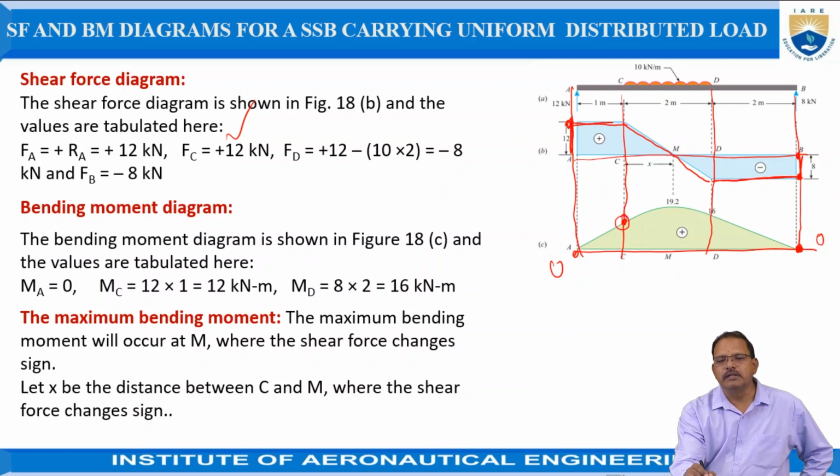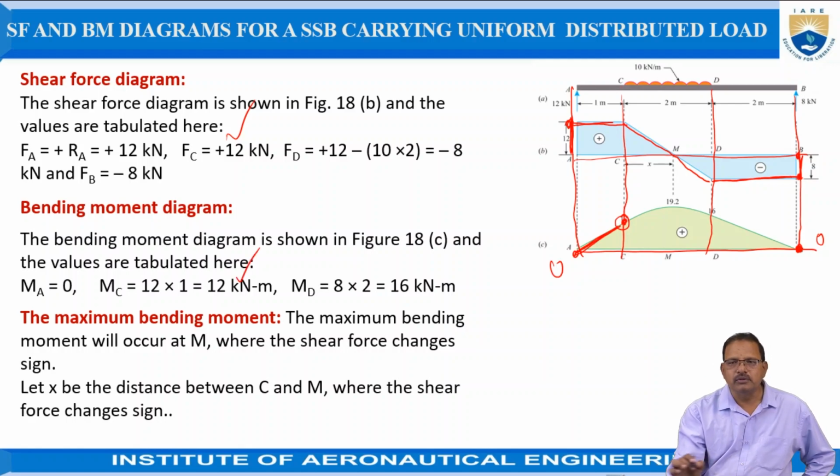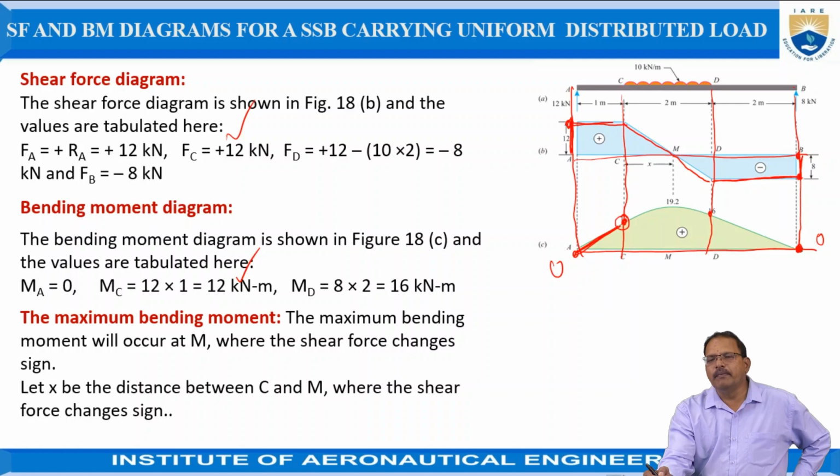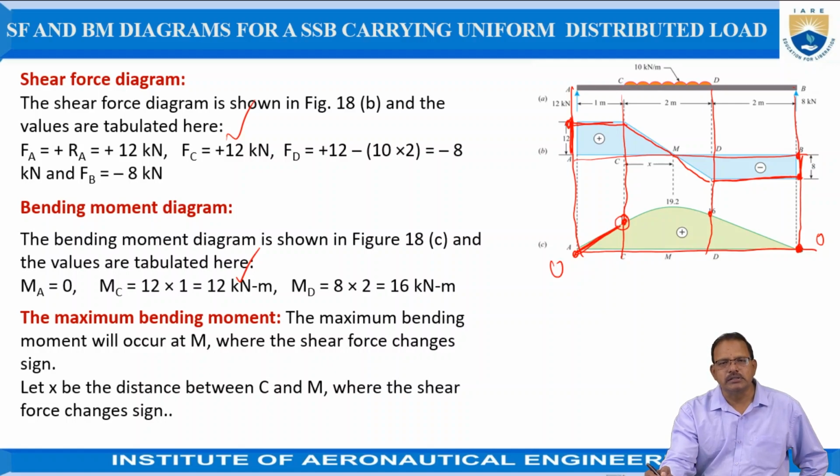It depends upon the distance: when the distance is more, the values increase. Hence join these points by using straight lines. That is, MC is equal to 12 kilonewton meter. Similarly, the bending moment at a point D: between B and D there is no force acting. The bending moment is the product of force and distance. That means when the distance increases, the bending moment values also increase, or in other words, it follows the straight line law.